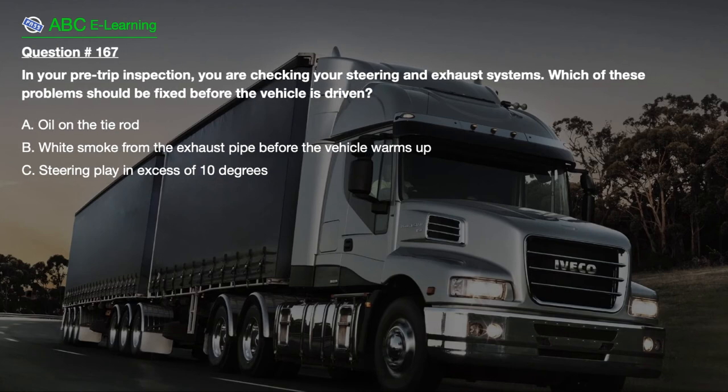Question number 167. In your pre-trip inspection, you are checking your steering and exhaust systems. Which of these problems should be fixed before the vehicle is driven? A. Oil on the tie rod. B. White smoke from the exhaust pipe before the vehicle warms up. C. Steering play in excess of 10 degrees.